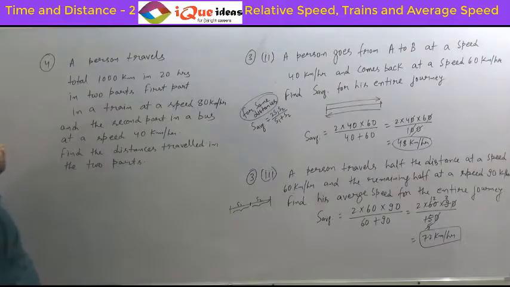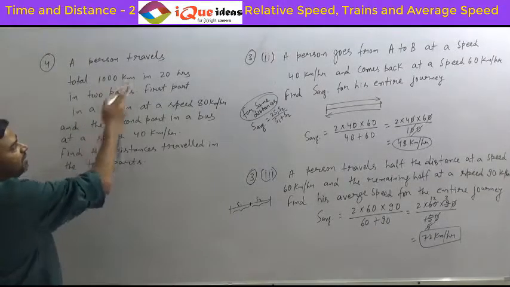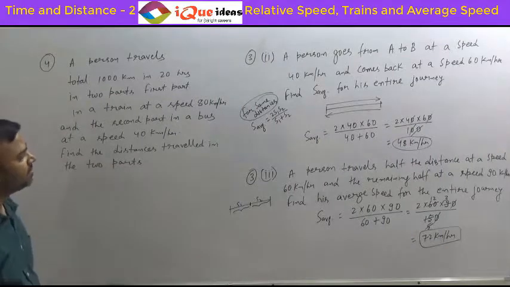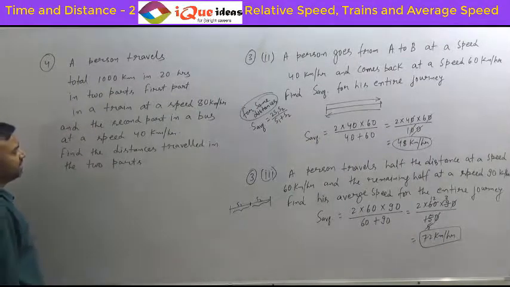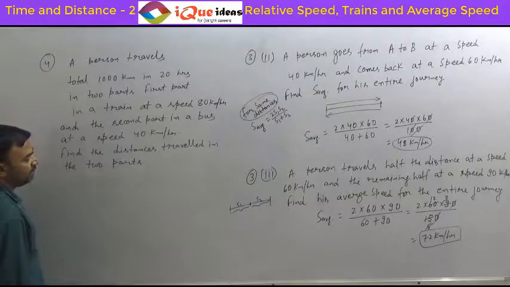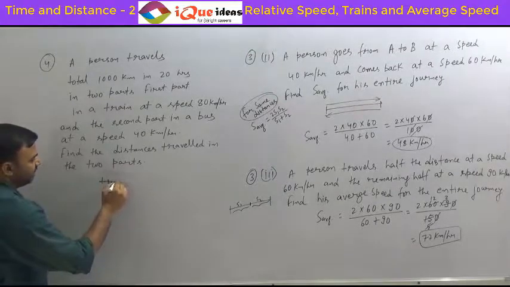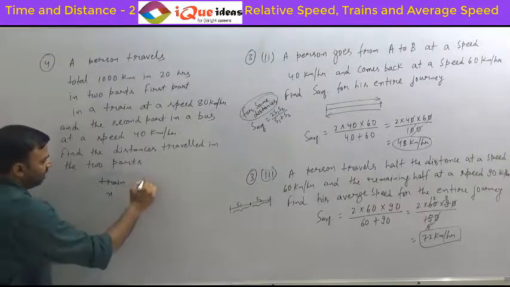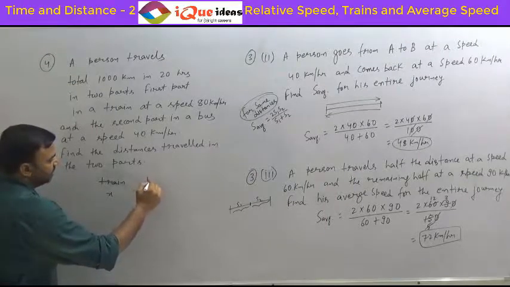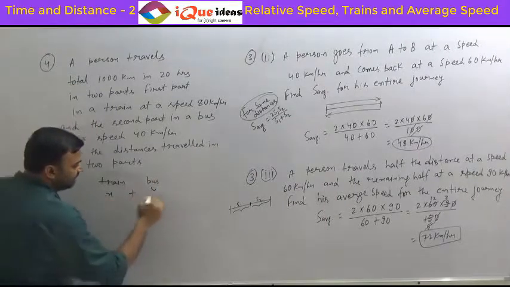See, if the question asks what is the average speed, then the answer would be simply 1000 by 20, that is 50 kilometers per hour. But that is not the question. Question is to find the distances traveled in the two parts. Suppose the person travels x kilometers in the train and y kilometers in the bus. Then one equation we'll have is x plus y equal to 1000.